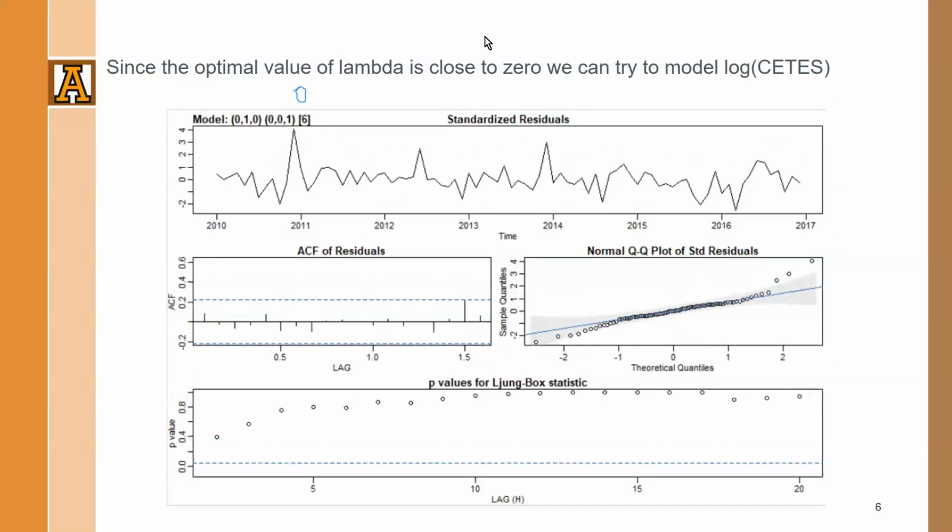Now, if we were to choose the logarithm instead of working with the original series, so working with the log of CETES, we see that we also get an appropriate model here. It looks very similar. The diagnostics look very similar. So we could work either with CETES or with log of CETES, and in both cases we get a reasonable model. Okay, so if we prefer to work with the original units, we would work with CETES. There's no need for transformation here.